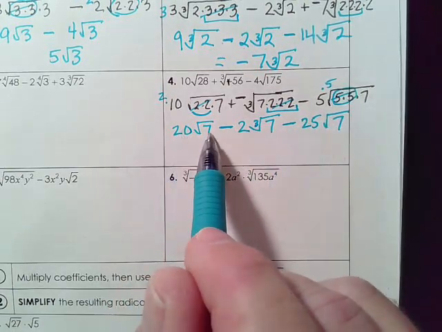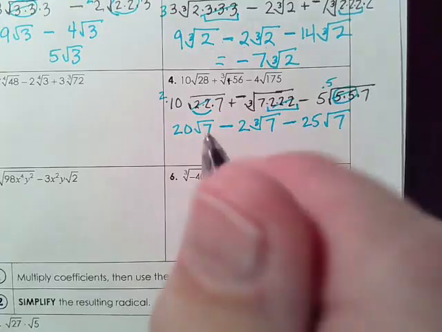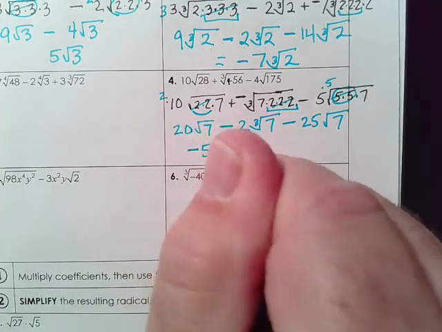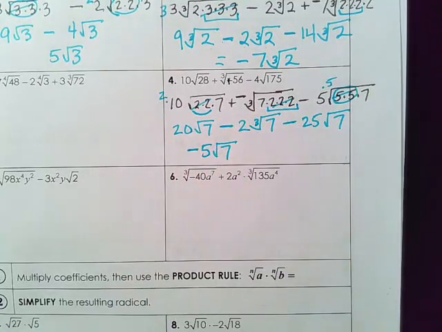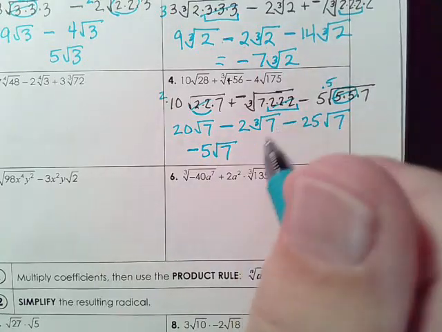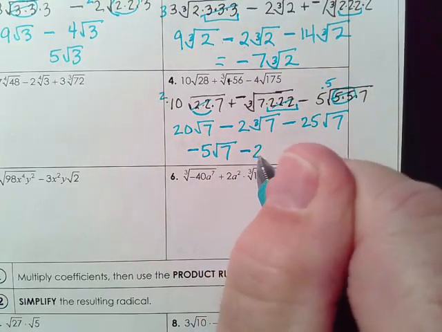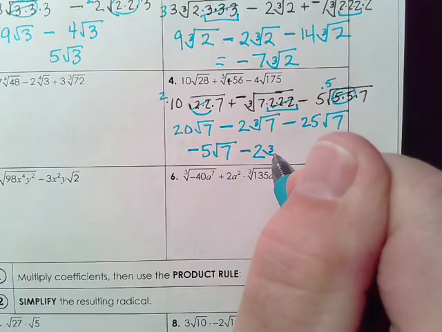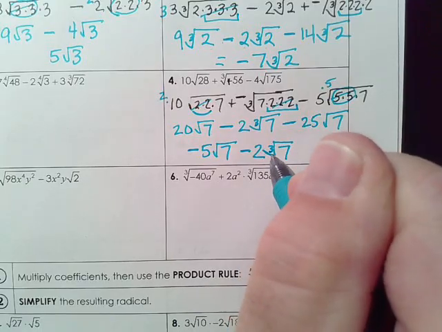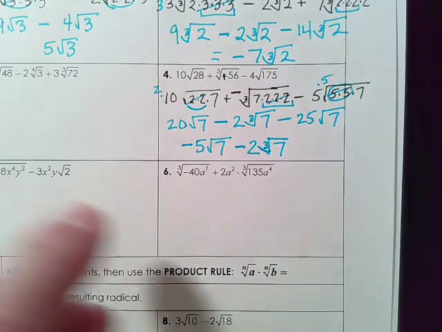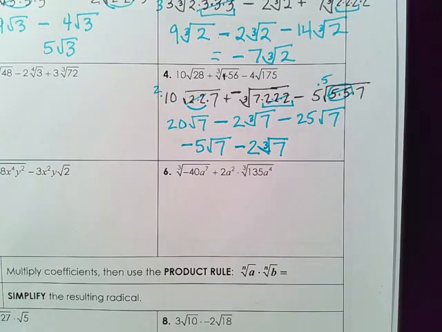If you have 20 of these and you take away 25 of those, you owe 5 of those. So we get -5 radical 7. The cube root just goes on the end. There's nothing we can do with that cube root. Okay? So that is our best answer.